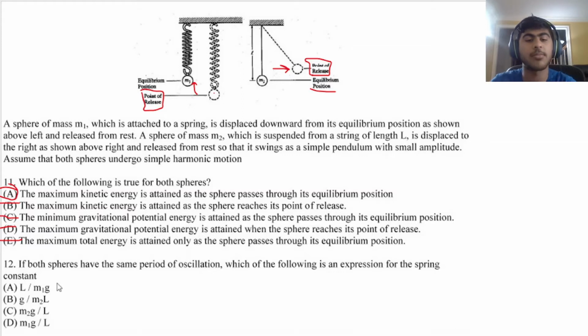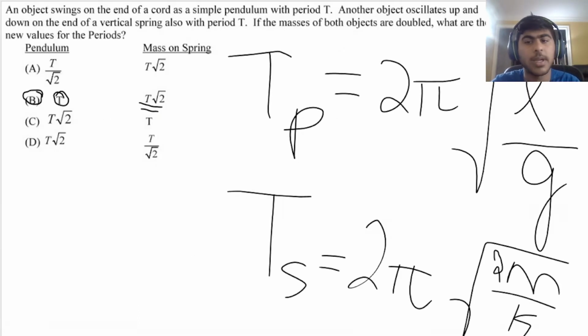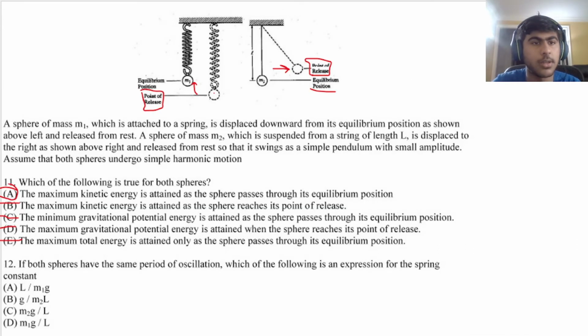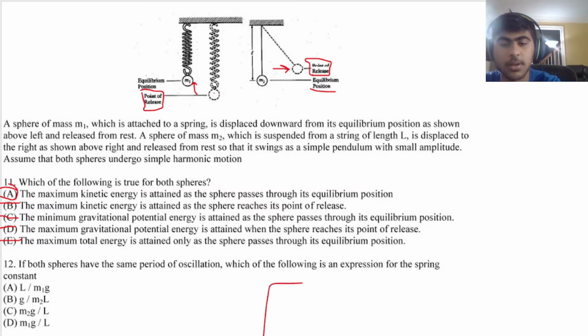All right, let's keep going on to number 12. Both spheres have the same period of oscillation. Following the expression for the spring constant. Remember back here, we wrote these equations. We can just set them equal to each other and solve. Right, so we can cross out the 2 pi pretty easily. And then we just solve for the spring constant.